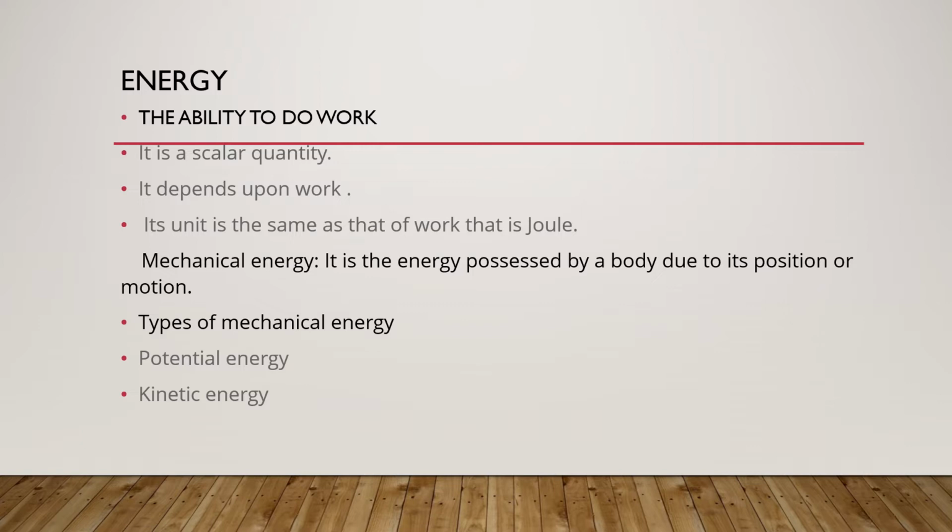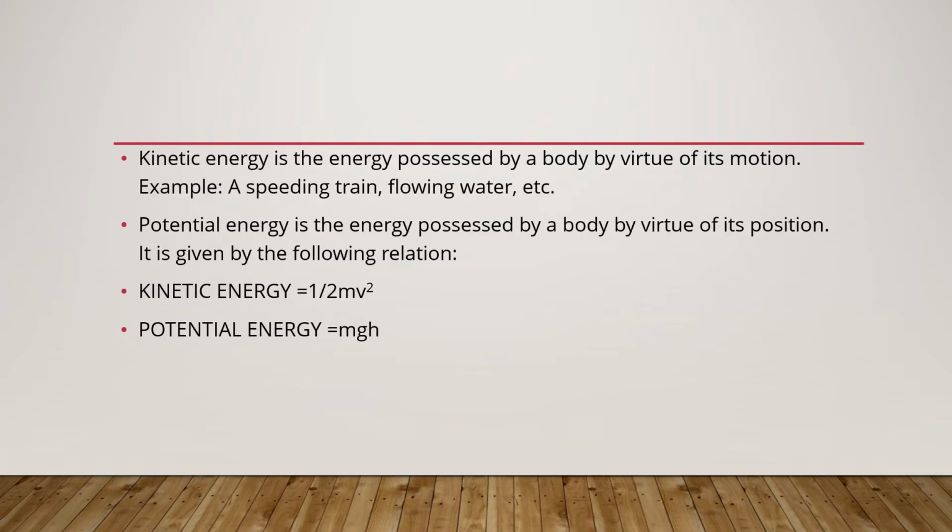When you talk about energy, you might have studied different kinds of energy in your previous chapters, like sound energy, light energy, solar energy, chemical energy, isn't it? A lot of different types of energies you are familiar with. Now we are going to learn about mechanical energy. It is the energy possessed by a body due to its position or motion. Mechanical energy can be classified into two different sections: potential energy and kinetic energy. So we are going to learn what is potential energy and what is kinetic energy.